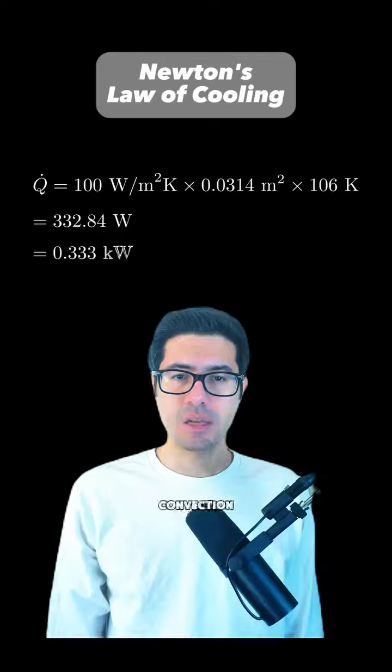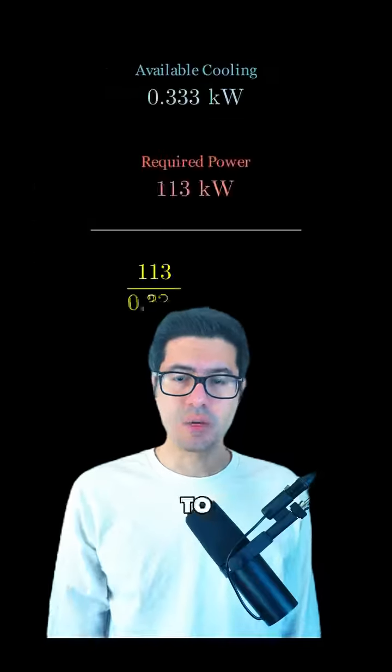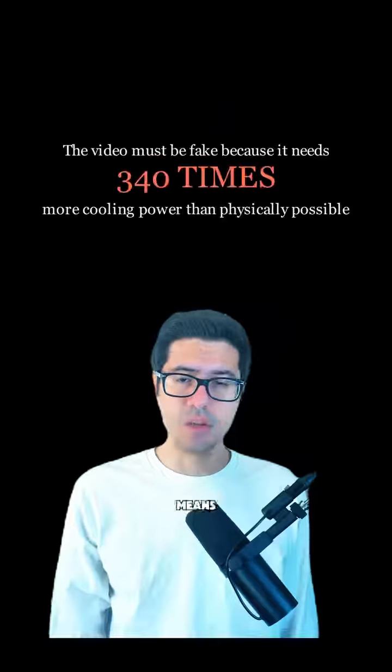The simple math here shows that convection can only remove 0.3 kilowatts every second, but you need 113 kilowatts for the water to turn into ice, which is 340 times bigger, which means your video is not real.